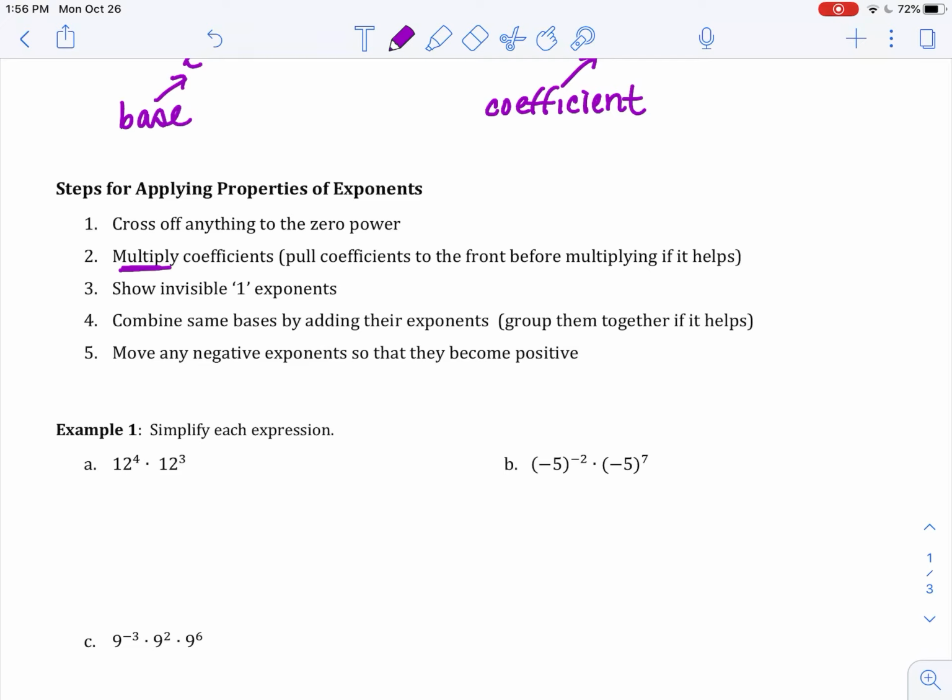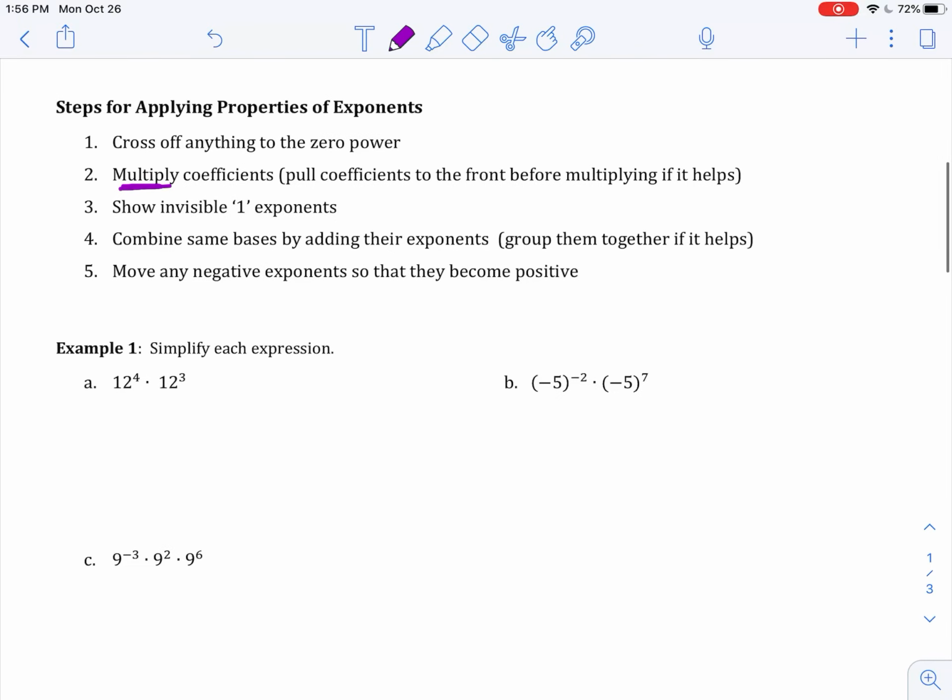I think it's important to show invisible 1 exponents in our third step, because that way when you're adding up the exponents, you won't forget about the ones that have an invisible 1. And then we're going to combine the same bases by adding their exponents. We'll group them together in today's notes. I think it does help.